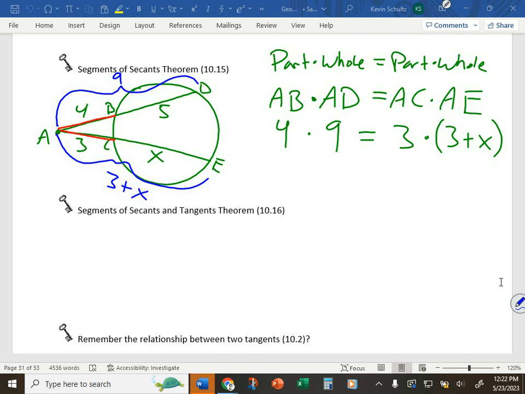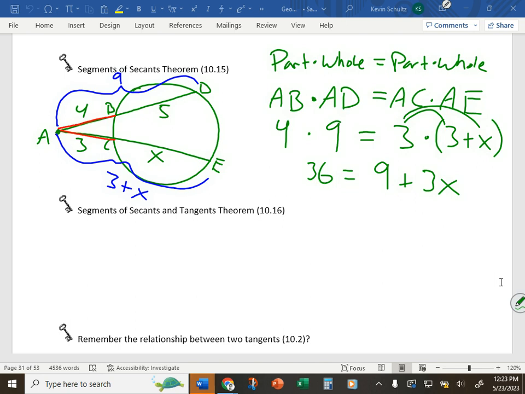Okay, I get that. So 36, but then how would you solve for x? Distribute. The left side equals 36. The right side, you distribute that 3 to both terms inside of our parentheses, and we get 9 plus 3x. If you want to rewrite that as 3x plus 9, that's okay.